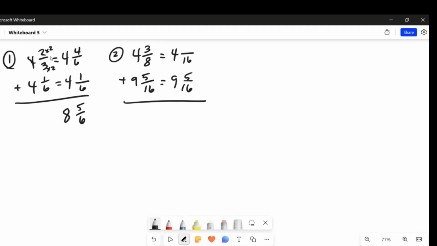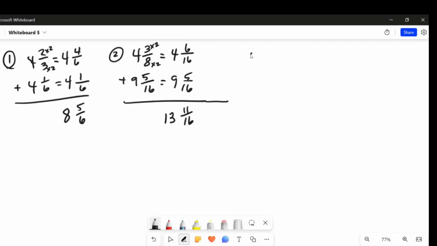But this fraction, we've got to convert 3/8 into the equivalent fraction. And so when we take 8 and multiply it by 2, we get 16. So we have to take 3 and multiply it by 2 and get 6. Now we can add the fractional parts. 6/16 and 5/16 is 11/16. And the whole number parts, 9 and 4, give us 13. So we get 13 11/16.